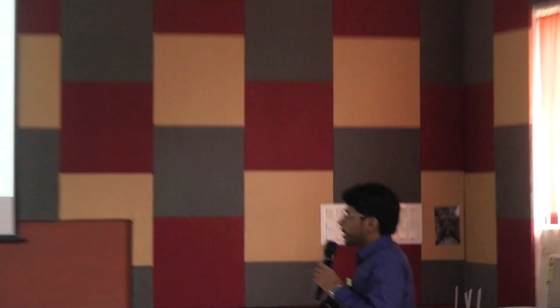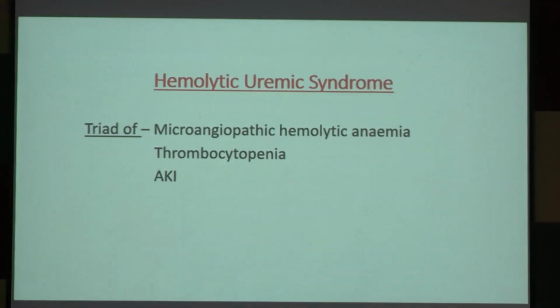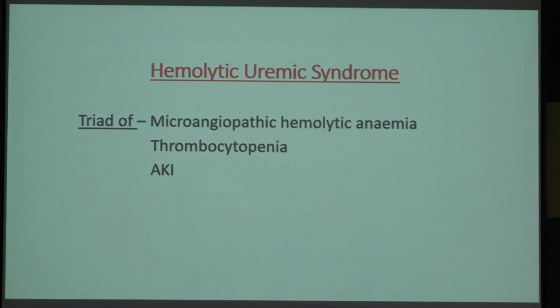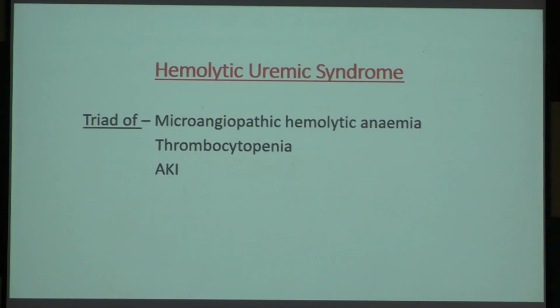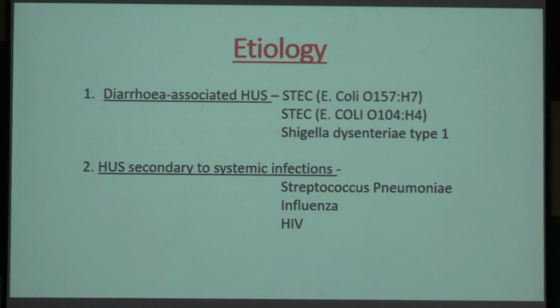Today's topics: HUS, Hemolytic Uremic Syndrome, ITP, Idiopathic or Immune Thrombocytopenic Purpura, and Hemophilia. First, Hemolytic Uremic Syndrome. Hemolytic Uremic Syndrome is a triad of microangiopathic hemolytic anemia, thrombocytopenia and acute kidney injury. So, there will be anemia, thrombocytopenia, renal failure.